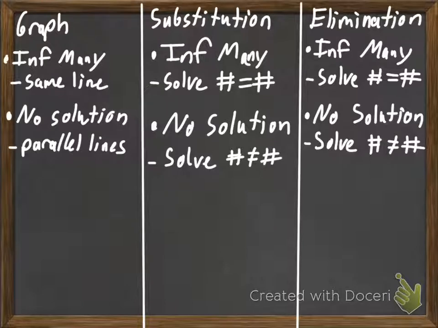And for elimination, it's the exact same idea. Infinitely many if we get a number equals a number. No solution if, as we're solving, we get two numbers that are not equal to each other.